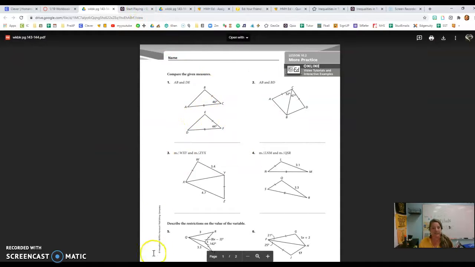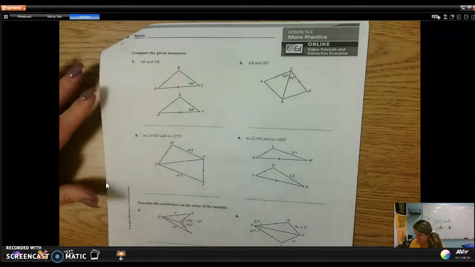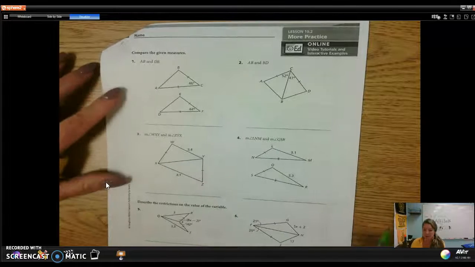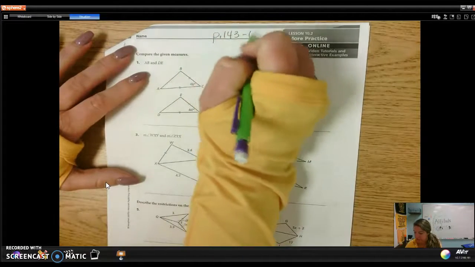All right, let's go in and do some of these problems together. I printed these off so that I didn't have to write in my workbook, but this again is just pages 143 and 144.